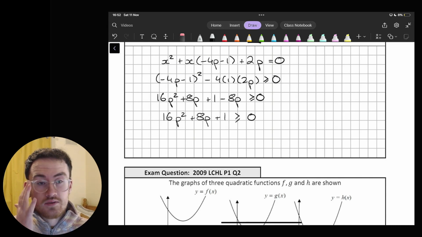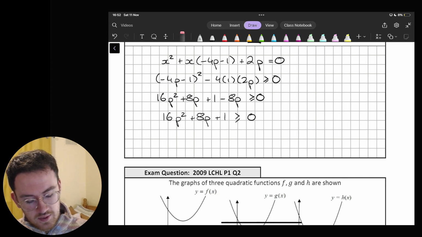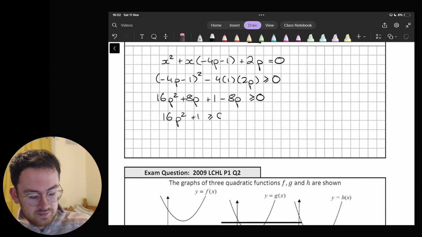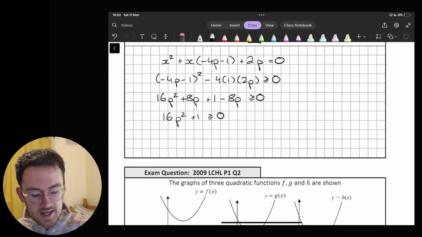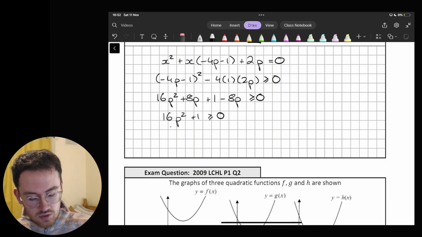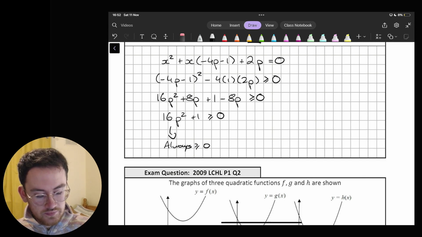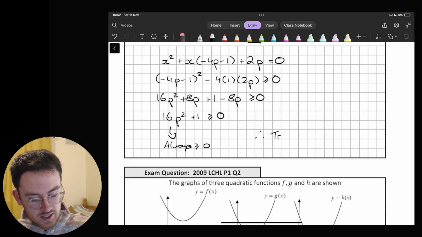So 16p squared plus 8p plus 1 minus 8p. So obviously we're left with no 8p here in the middle and just a plus 1. A bit nicer for us there. Okay, same idea applies here. We just need to show that this is always positive. So this will always be positive. And if I add 1 to it, then the answer is always going to be positive as well. So therefore, our equation has real roots.